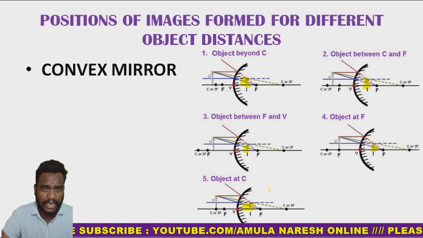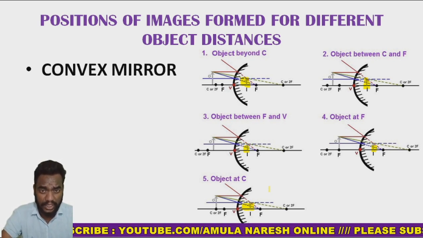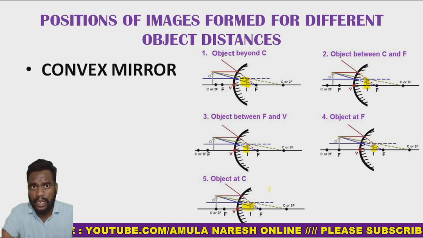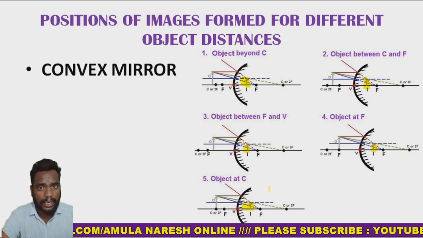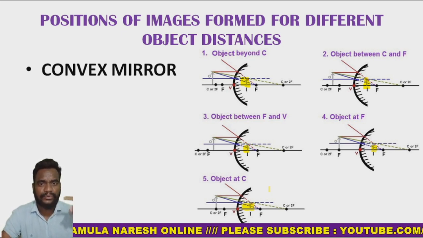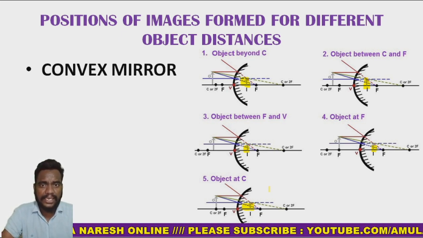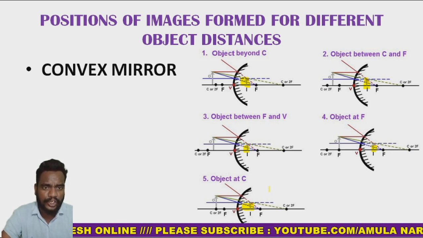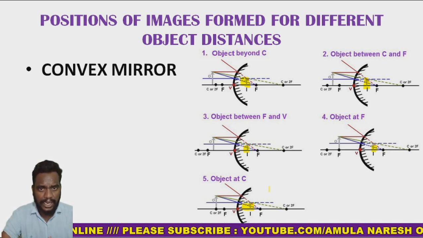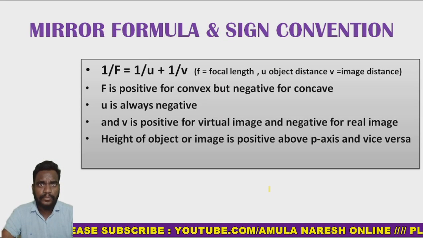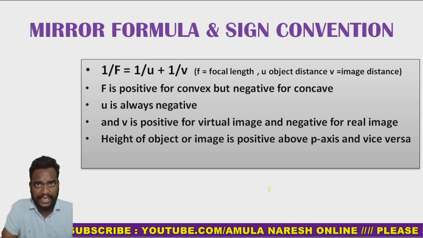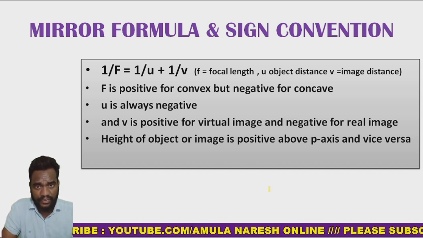So whether the object is placed beyond the center of curvature, on the center of curvature, between focal point and center of curvature, or on focal point, or between focal point and pole, the image is always formed behind the mirror, that is, a virtual image is formed, and the nature of the image is virtual, erect and diminished. So this is regarding the position of the object and image formation.